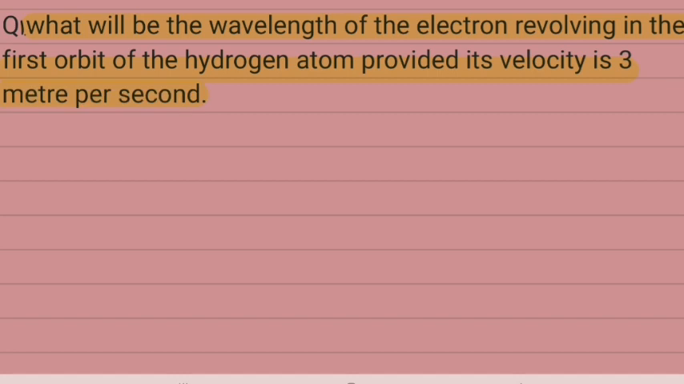So given over here that the wavelength... first of all we will write what is given to us. So let's see the solution. Given the velocity of the electron is 3 meter per second. Also we know the mass of the electron. The mass of the electron is 9.1 multiplied by 10 to the power minus 31 kilogram. So let us solve the question.